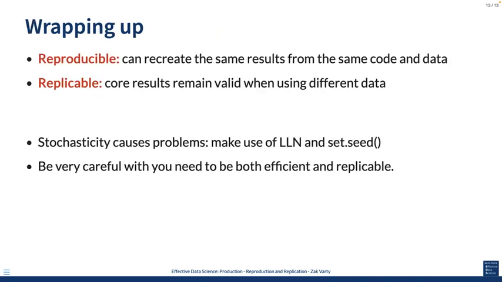So let's wrap up this section here then. To get our work put into production, it should be both reproducible and replicable. This will ensure that we can recreate the same results that we had in the past from the code and data that we have available to us. It'll also mean that the core results that we've found in our modelling sample are more likely to hold when we apply that model to our production population.